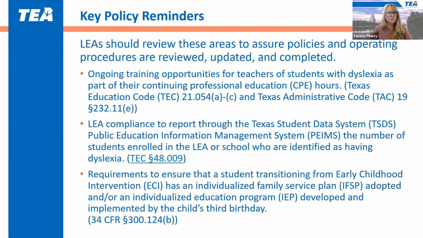And then the LEA Compliance Report through TSDS on the number of students enrolled in the LEA who are identified as having dyslexia. That's at TEC 48.009. So that's been a question to just make sure that your policies and operating procedures include that requirement to report on those students. And then requirements to ensure that a student transitioning from ECI has an IFSP adopted or an IEP developed by the child's 3rd birthday. And that's not a new one. That question did come up. So we included it here as key policy reminders to make sure you have policies and operating procedures that include these key policies.